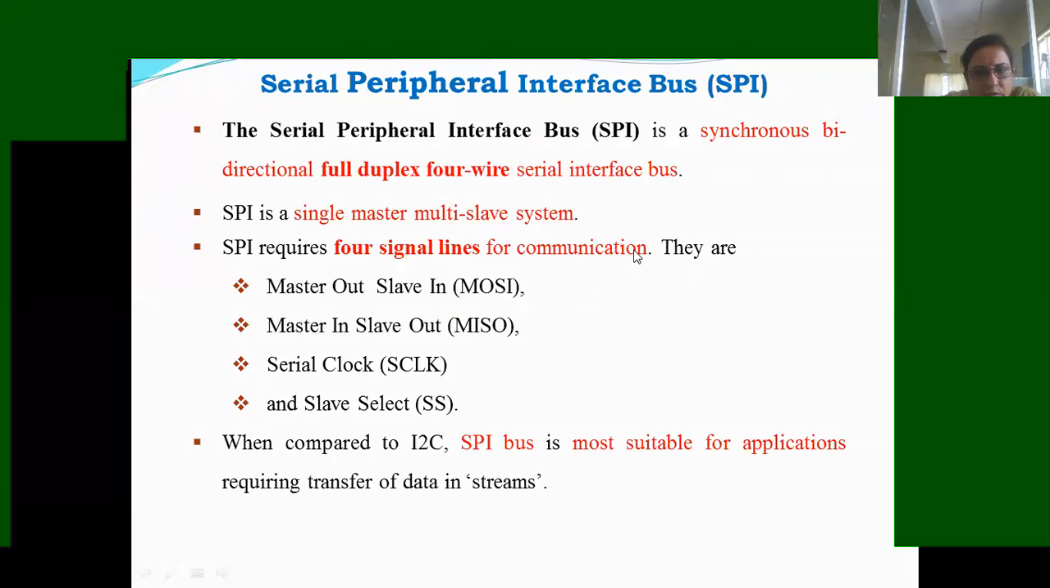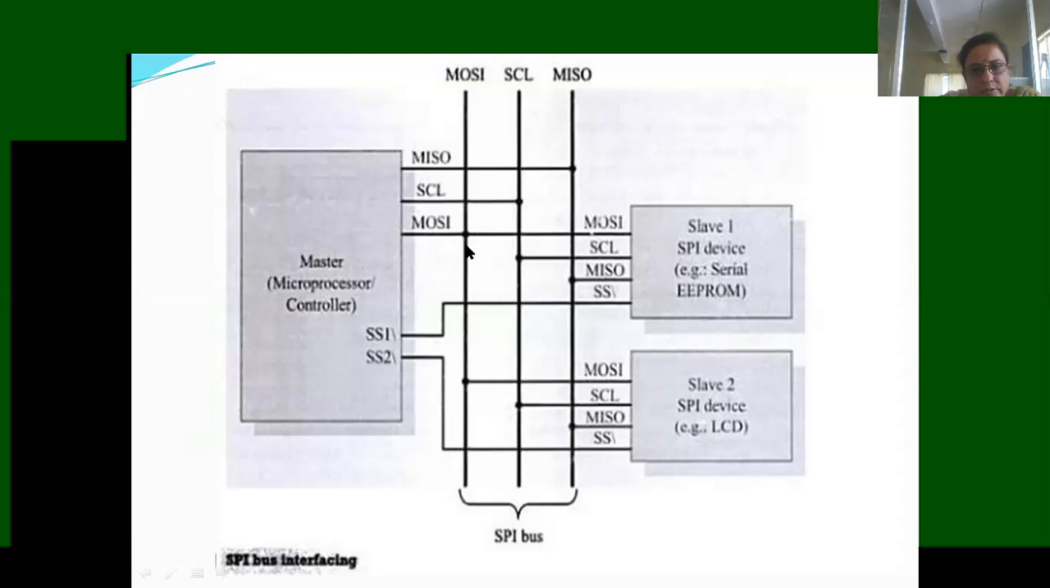Again it requires 4 signal lines: master out slave in, master in slave out, serial clock, and slave select. You can see this with the help of this diagram. This is what I was talking about. The master is the one who will initiate the data transfer. Usually the master will be the microcontroller, and n number of slaves can be connected to the device. Again there are 4 signals.